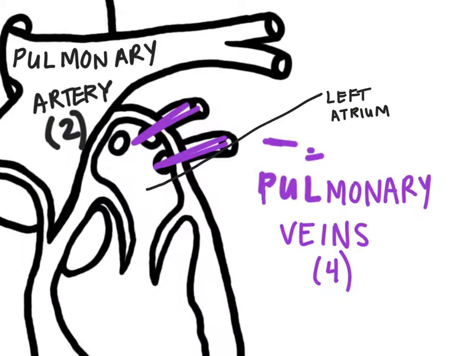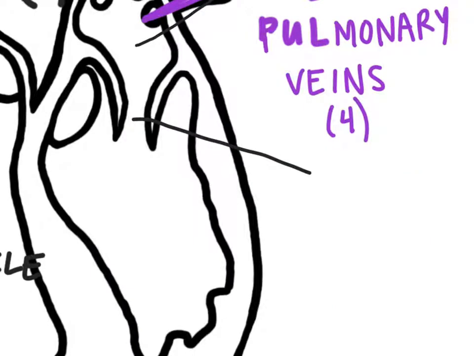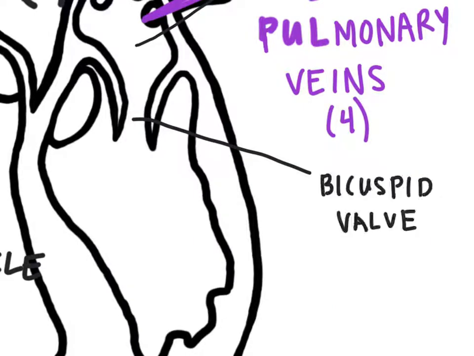Beneath the left atrium, we have another valve that goes between there where the blood will flow down into the next ventricle, and we call this the bicuspid valve. Below the bicuspid valve, we then are emptying into the left ventricle.